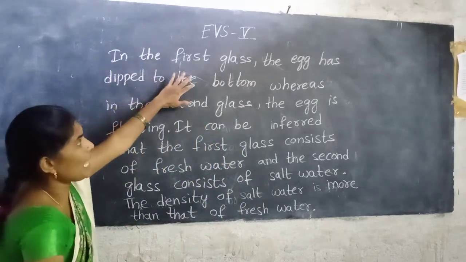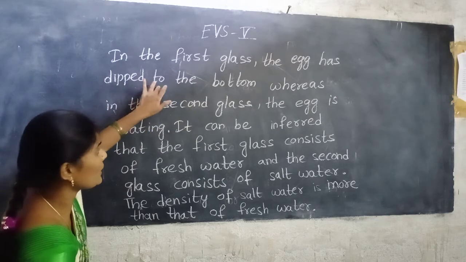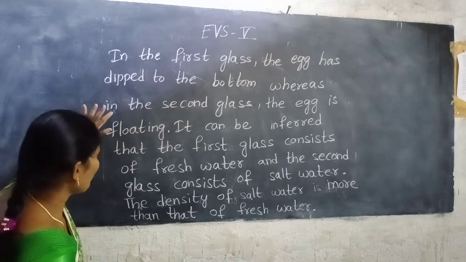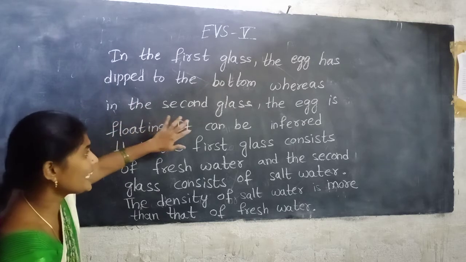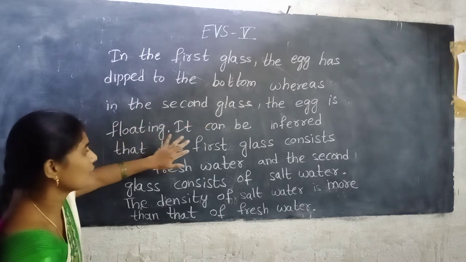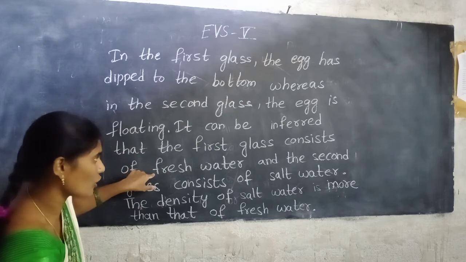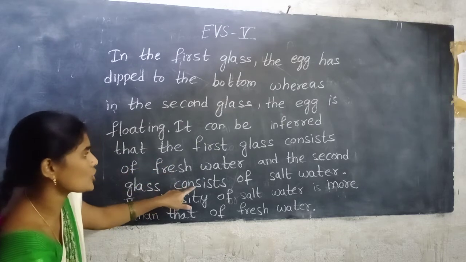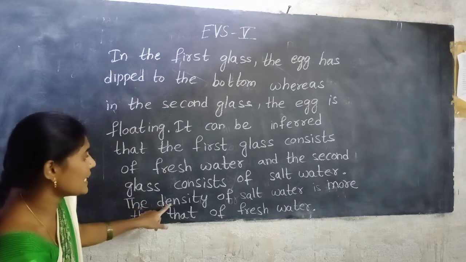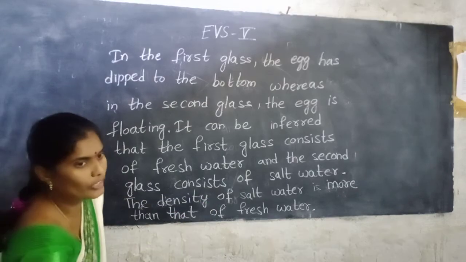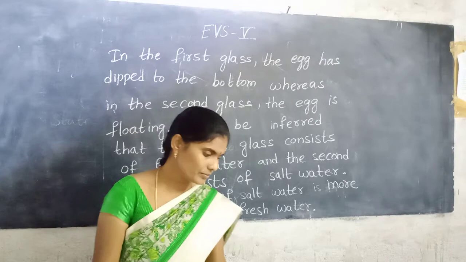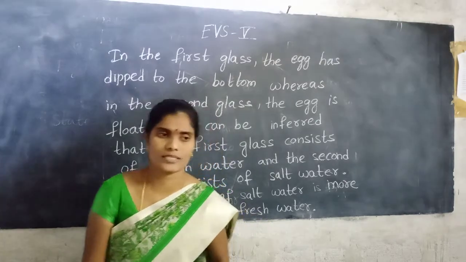In the first glass, the egg has dipped to the bottom, whereas in the second glass, the egg is floating. It can be inferred that the first glass consists of fresh water and the second glass consists of salt water. The density of salt water is more than that of fresh water. Okay? Complete your notes.